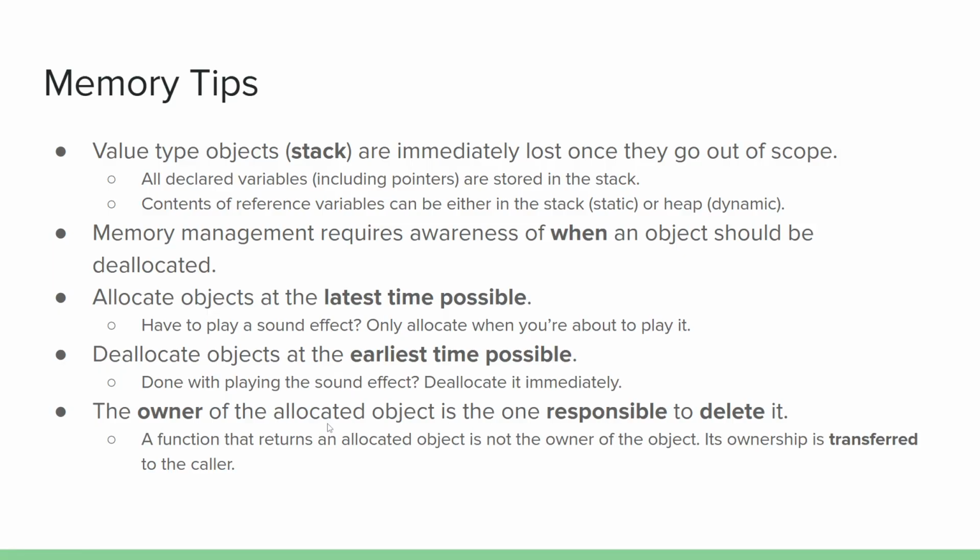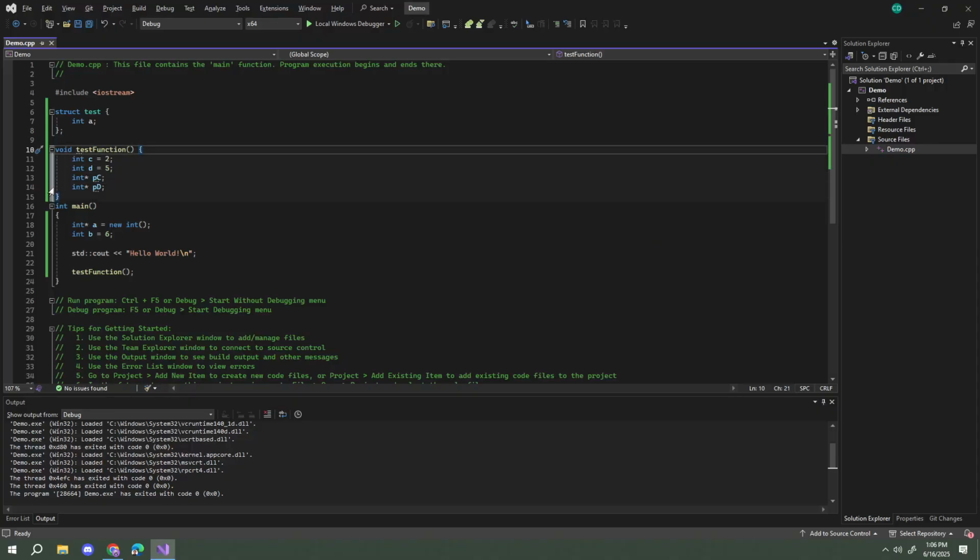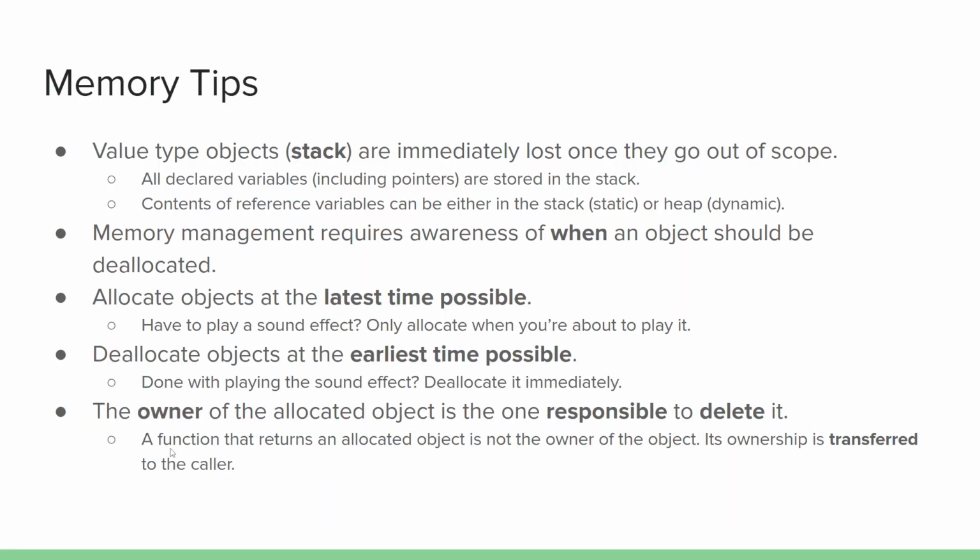The owner of the allocated object is the one responsible for deleting it. In this case, if it's within this function, they own these pointers, so they should also be responsible for deleting them. Just try to keep that in mind. And later on, you'll learn about classes, and that's where you have to delete it within the class. So you'll learn about it in the future.